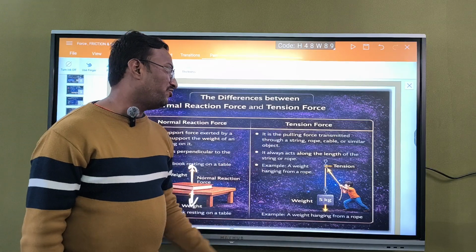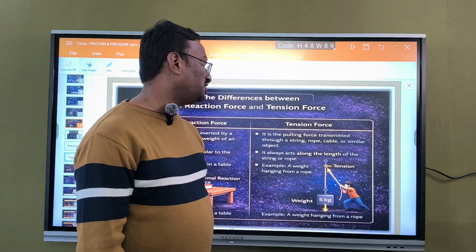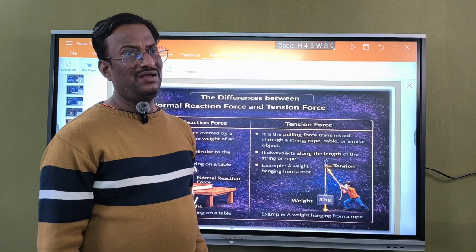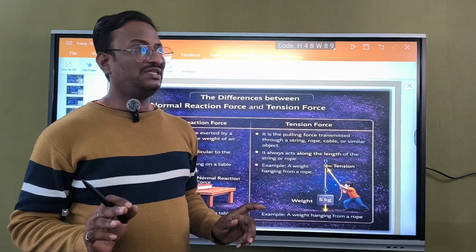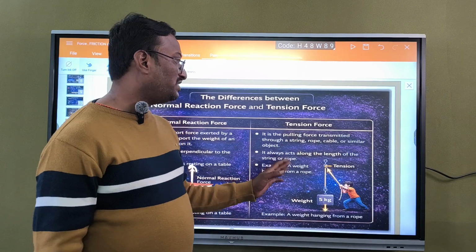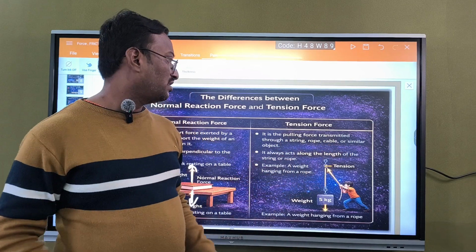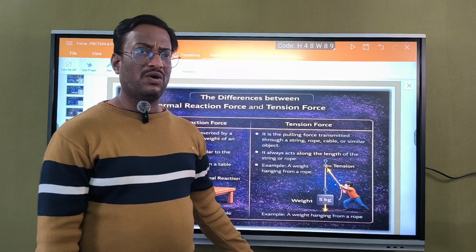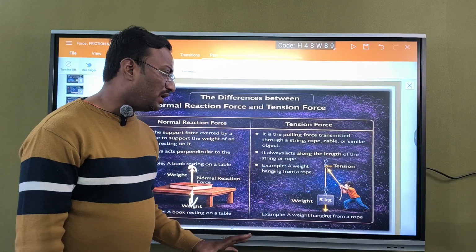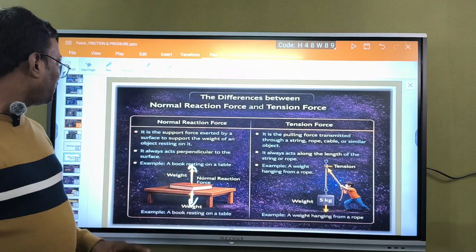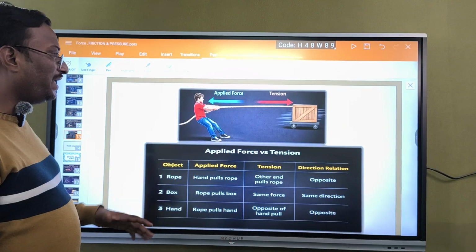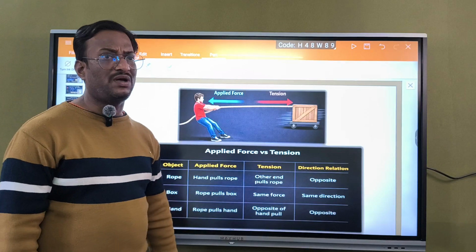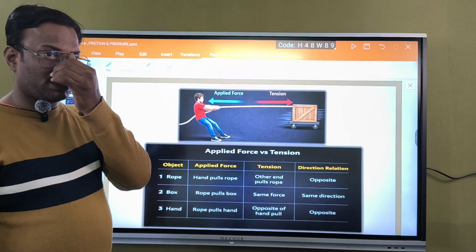And the next one is tension force. It is a pulling force transmitted through a string, rope, cable or any thread. For that there will be tension. It always acts along the length of the string or rope. The best example is a weight hanging from a rope. So in order to clear the concept of tension, I will give you an example. Here it is a beautiful example. I think you will definitely understand what tension is.